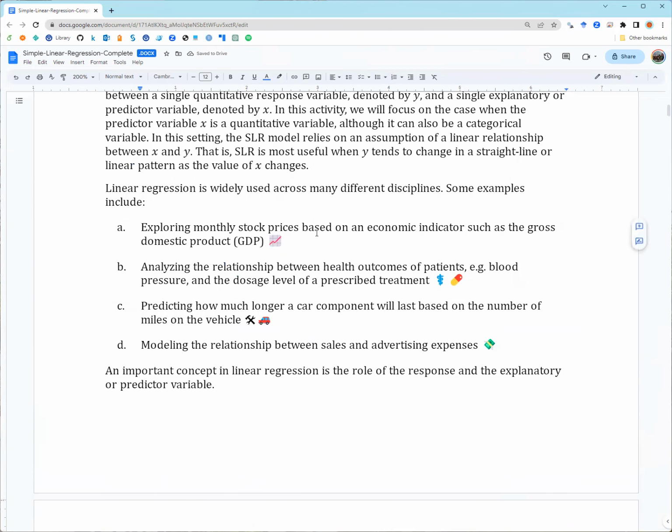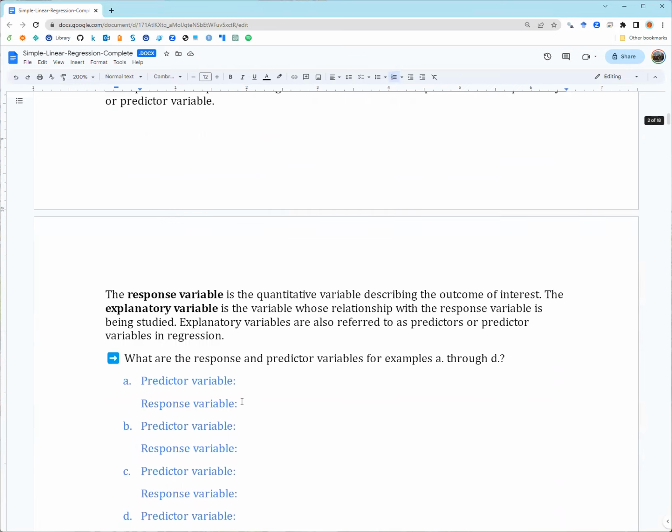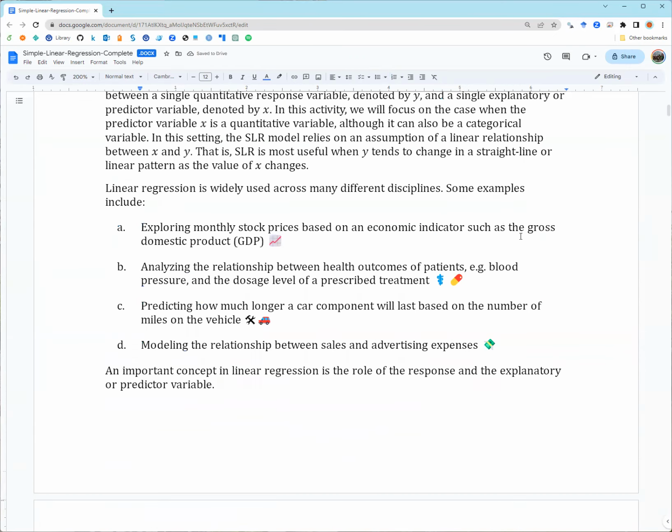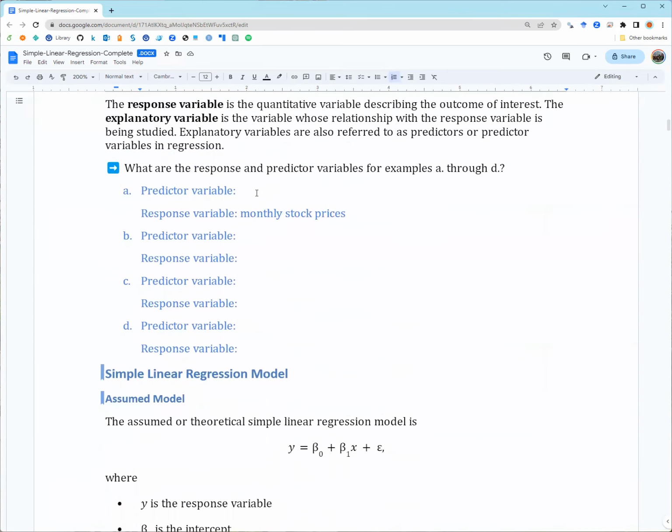So for the first one, we're predicting the monthly stock price. That is our response variable, and we're using the gross domestic product, or GDP, as the predictor. So those are our predictor and response variable. Let's just bold these.